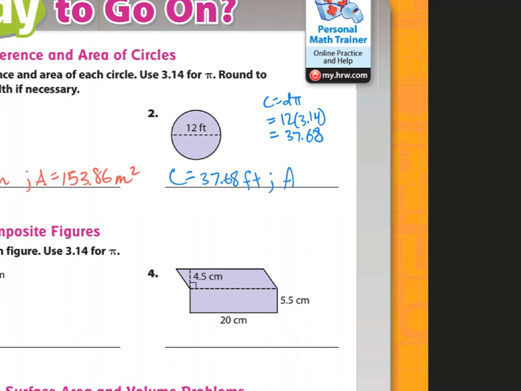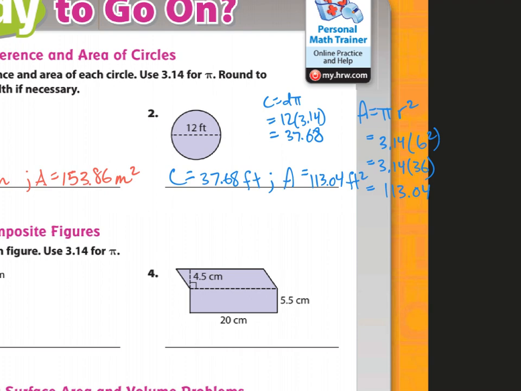And then the area. Let's see, I'll go over here with the area. That's the pi times the radius squared. So that's 3.14, and the radius is 6. It's half of 12, right? So the radius is just from the center to the edge. That's just 6. So that's 6 squared. 3.14, 6 squared means 6 times 6, so that's 36. And 3.14 times 36 is 113.04. So that's going to be 113.04, and this is square feet.